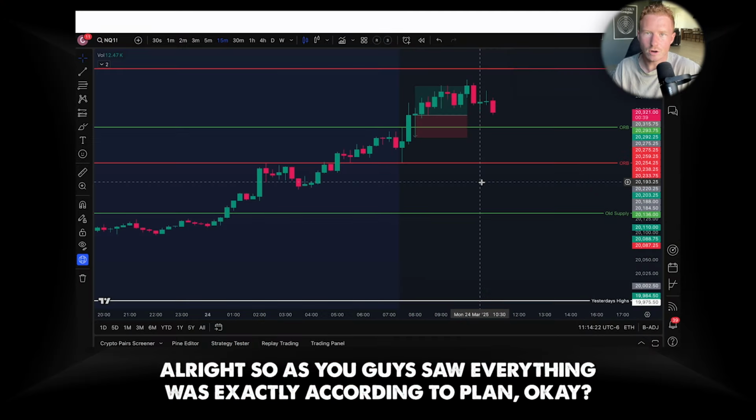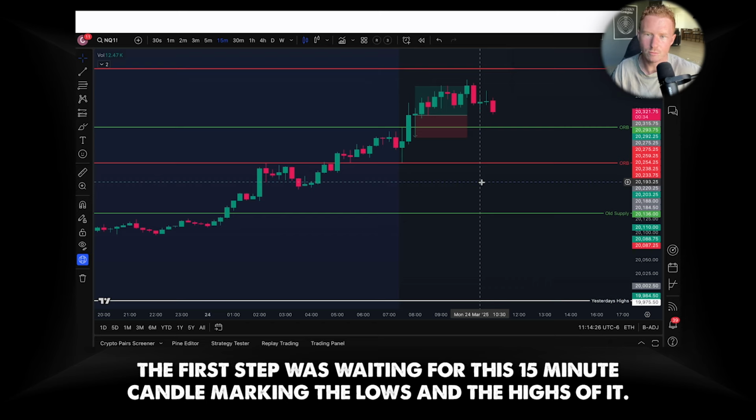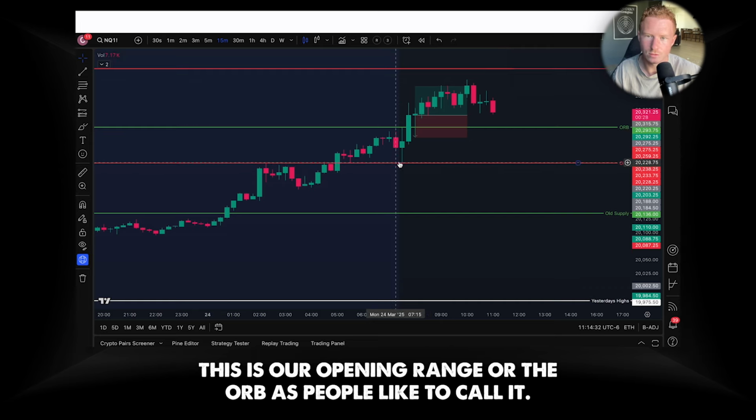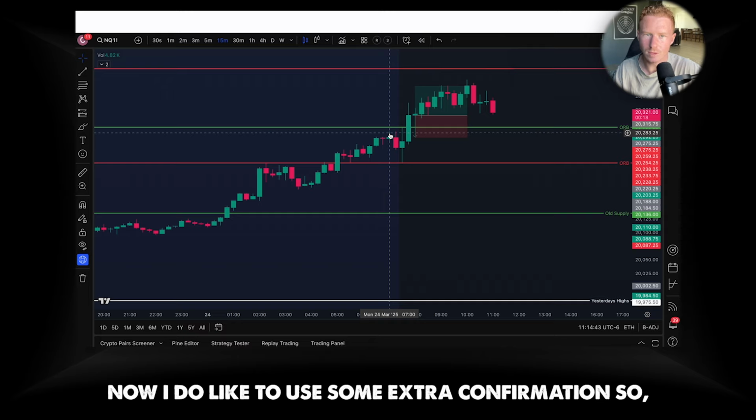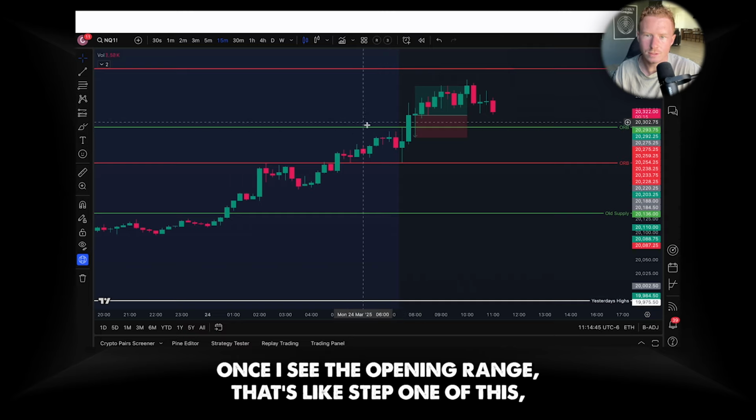All right, so as you guys saw, everything was exactly according to plan. The first step was waiting for this 15-minute candle, marking the lows and the highs of it. This is our opening range, or the ORB as people like to call it. And first just marking those levels and then waiting for a breakout and a retest, right? Now I do like to use some extra confirmations. So once I see the opening range, that's step one of this.